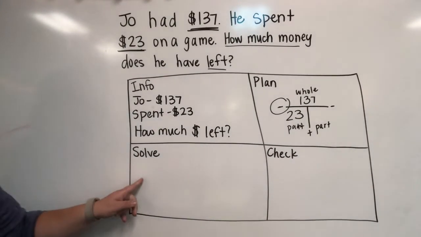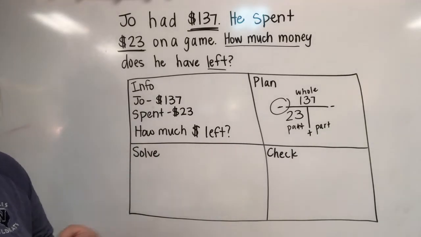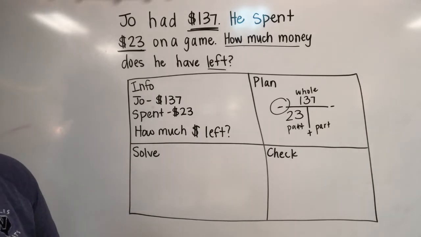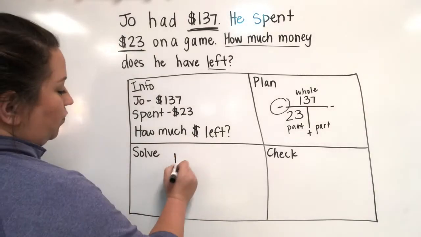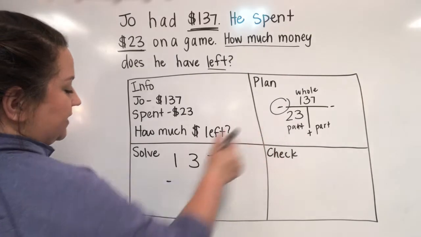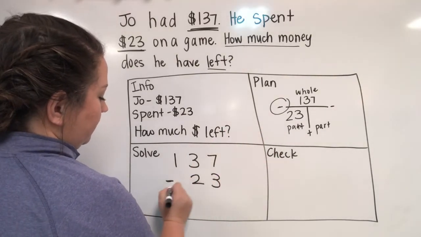This is where you get to use base 10 blocks, a number line, or expanded form to solve the problem, okay? So I think that I'm going to choose base 10 blocks to solve this problem. So let me write it out, 137, and remember we said that we were subtracting 23, okay?